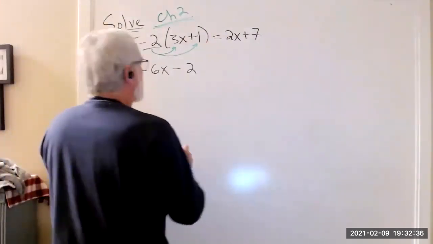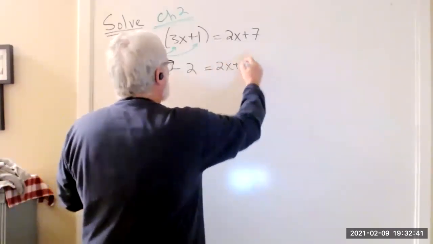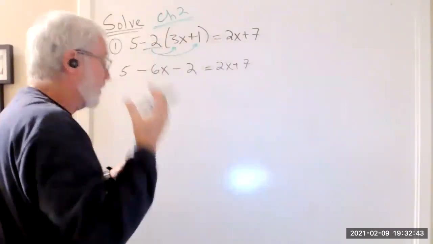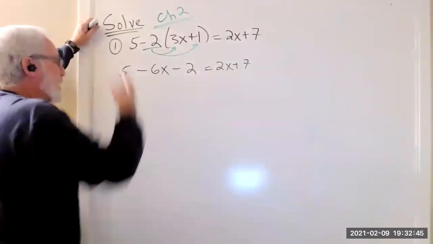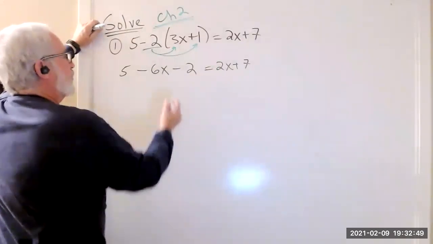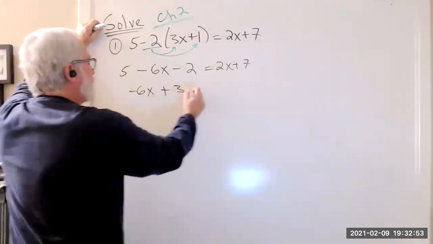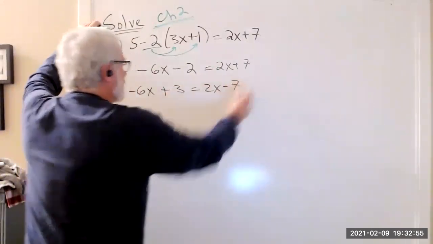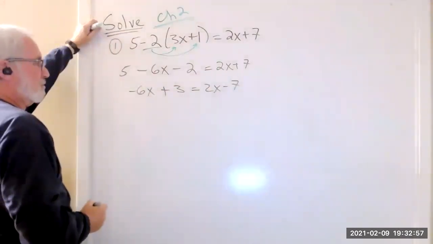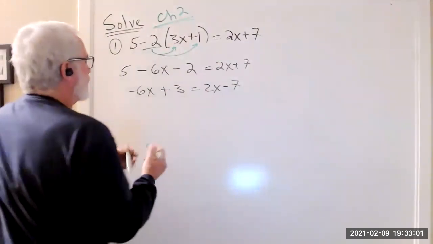Equals 2x plus 7. Okay. Oh man, I know what I forgot to show you. Shoot. Oh well. Okay, so we combine like terms. We have negative 6x plus 3 equals 2x minus 7. Okay. Take away 3 from both sides.